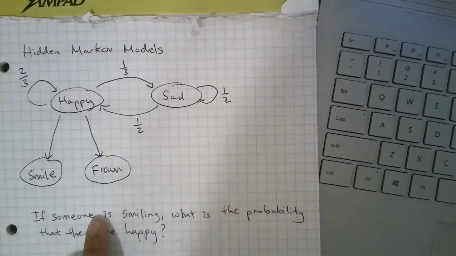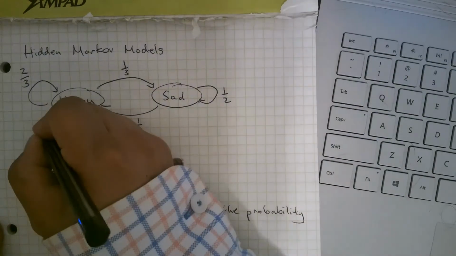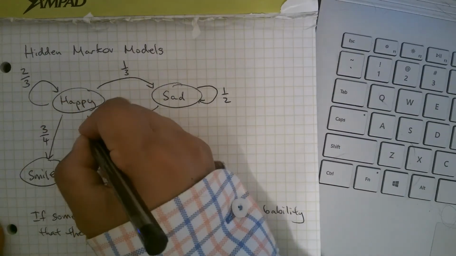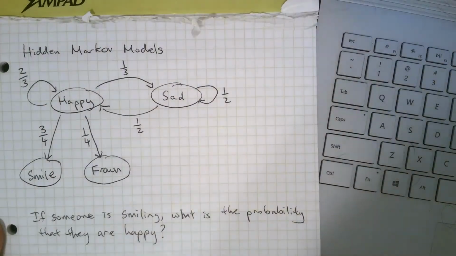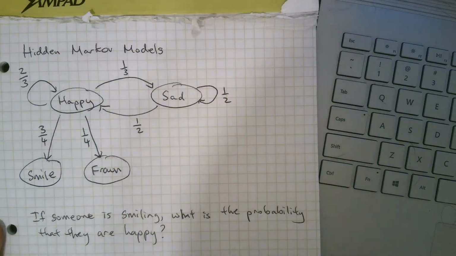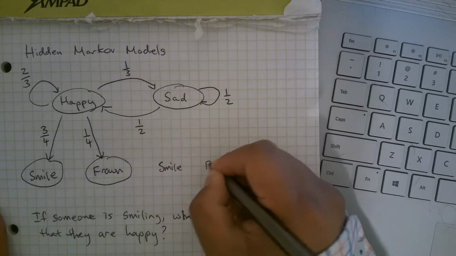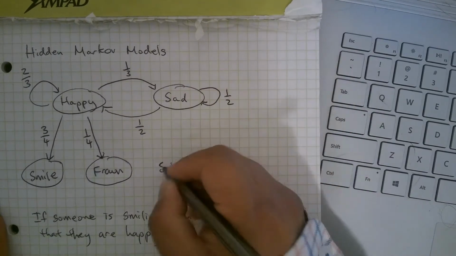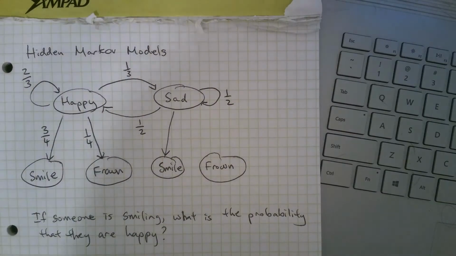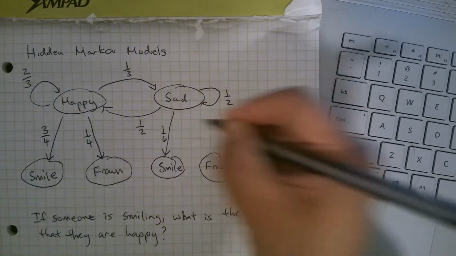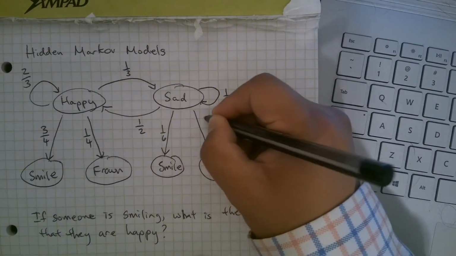So, if the person's happy, they have a 3/4 chance of smiling and a 1/4 chance of frowning. More likely to be smiling. And if someone's sad, they can also be smiling or frowning, but maybe they're faking, so they're not doing it too often. They have a 1/6 chance of smiling and a 5/6 chance of frowning.